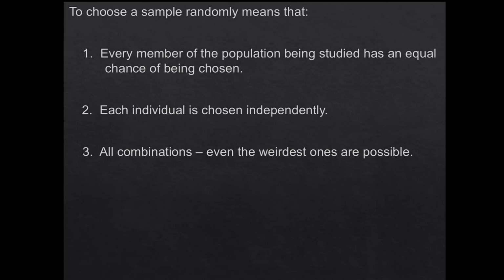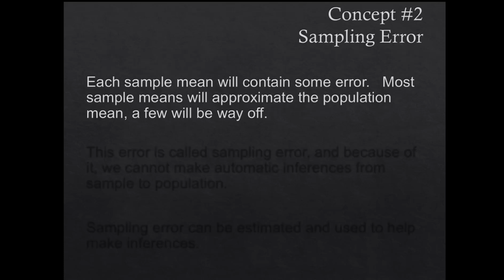Each individual chosen independently means that when I choose one person, I don't say, hey, do you have some friends that I could also do a survey on? Because then those friends are not chosen independently. Third, all combinations, even the weirdest ones, are possible. Just because you take a random sample of 200 and it turns out that they're all plumbing students, you might say, yeah, that's weird. But since I did it randomly, it's possible to get a weird sample, and it's not invalid.